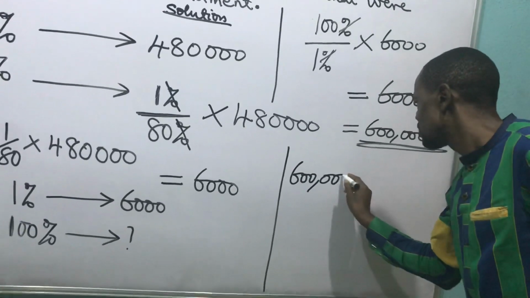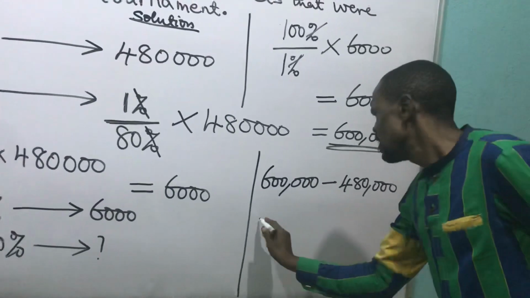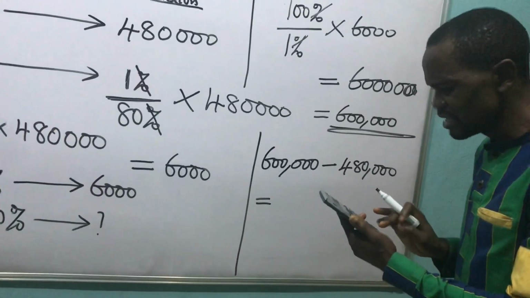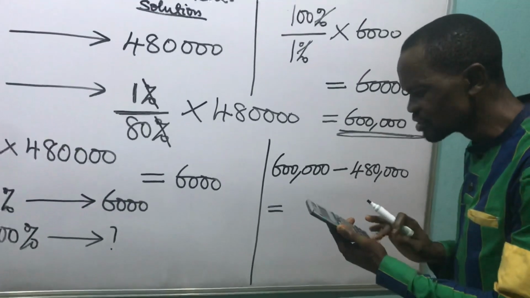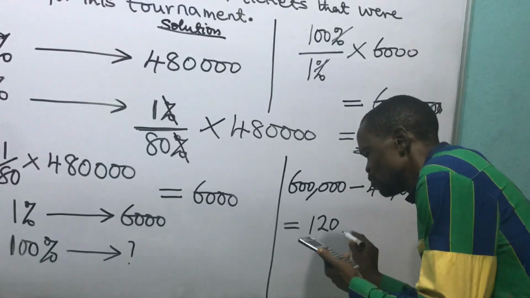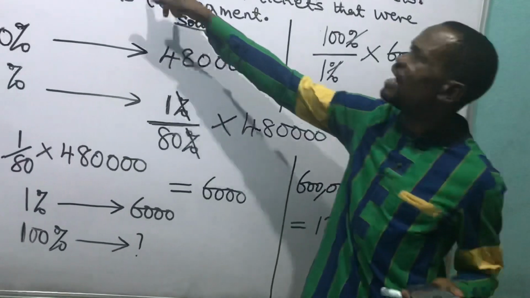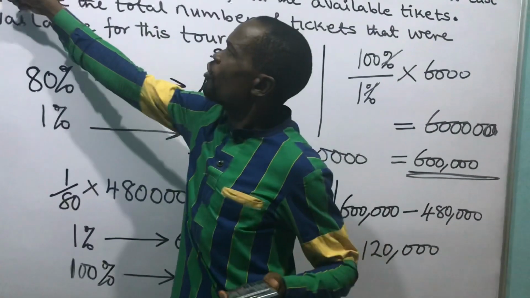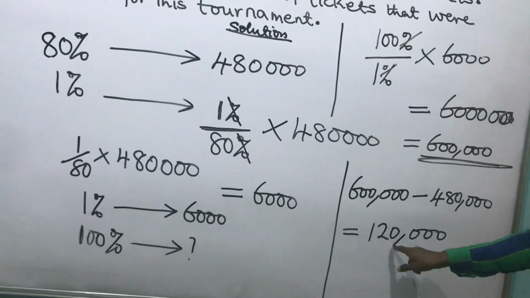If we are together, I'm going to have 600,000 minus 480,000, and that will give me 120,000 tickets left after we have sold 80% of the total tickets, which generated 480,000 tickets. Then what is left is 120,000 tickets.